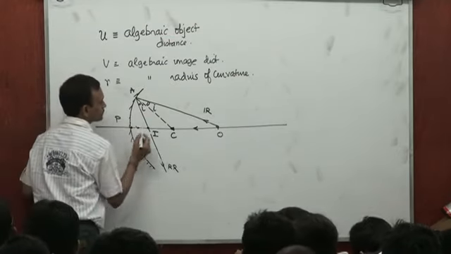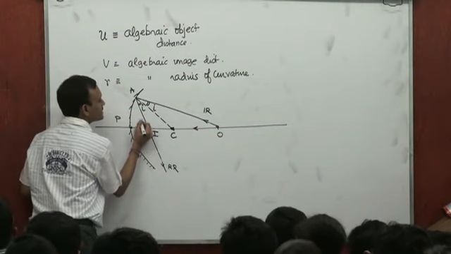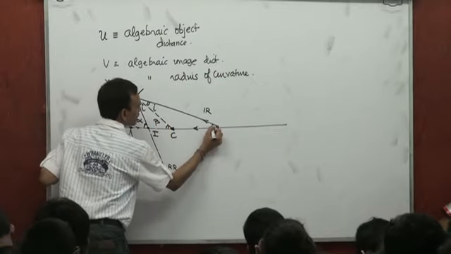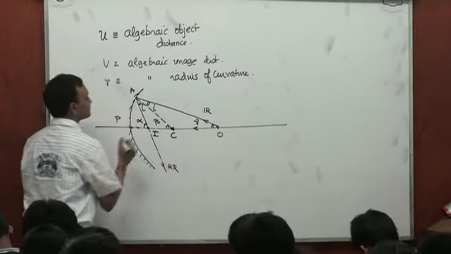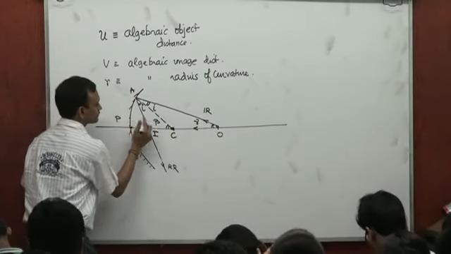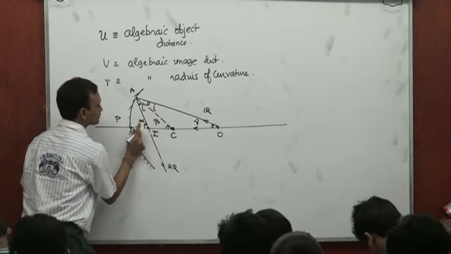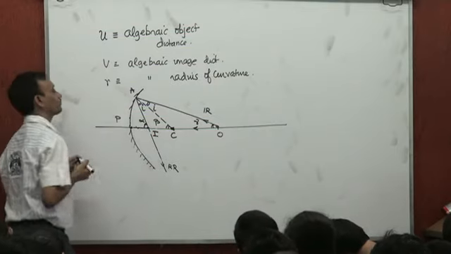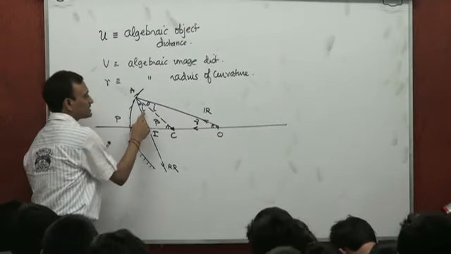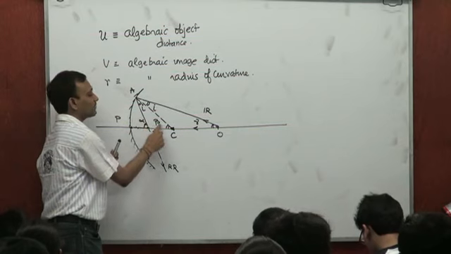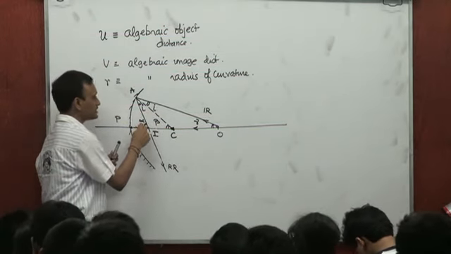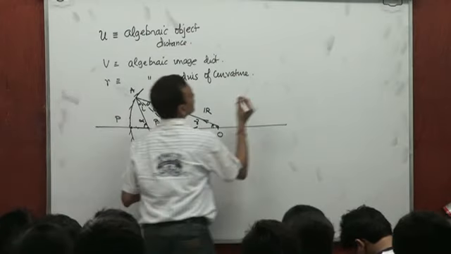Now, say this angle is alpha, this angle is beta, and this angle is gamma. All right. This I is alpha minus beta. This I, interior angle, is alpha minus beta, right?